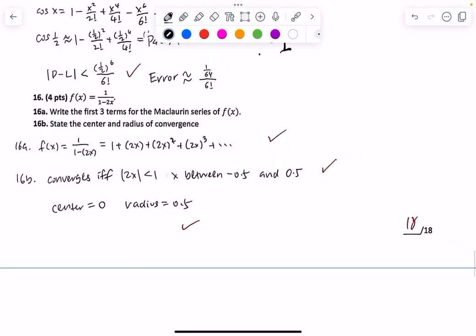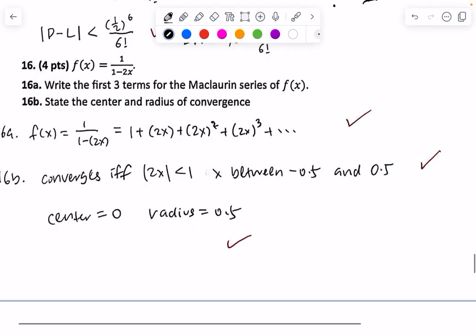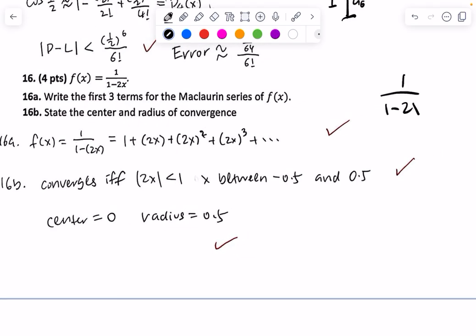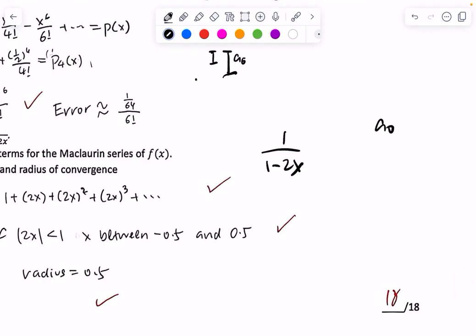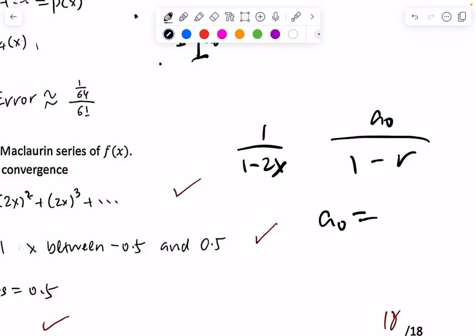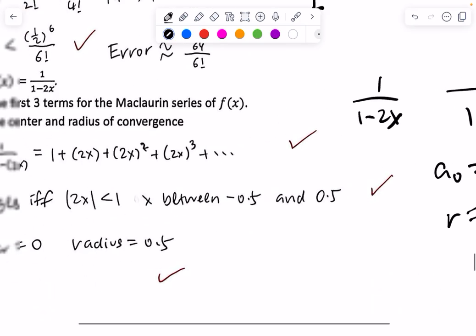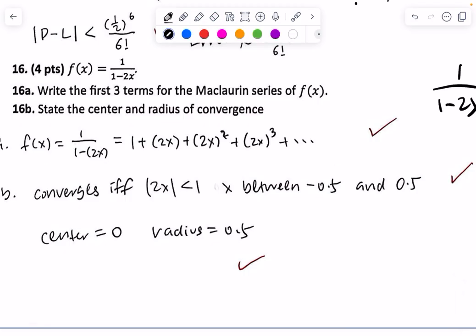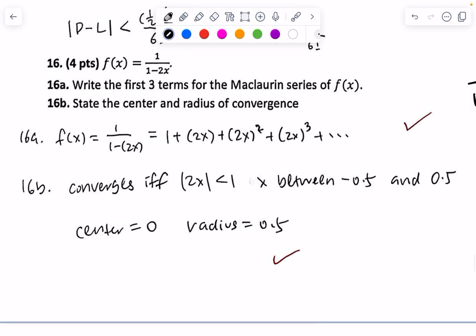All right, the last problem is a really interesting one because it deals with geometric series, although it doesn't really seem to. So 1 over 1 minus 2x is really similar to a geometric series formula. In this case, we can just let a0 be equal to 1 and r be equal to 2x. And so you would get an expression like this. And then this converges if and only if the absolute value of 2x is smaller than 1, because that's the rule for an infinite geometric series.